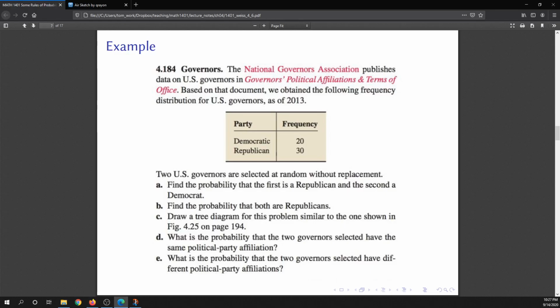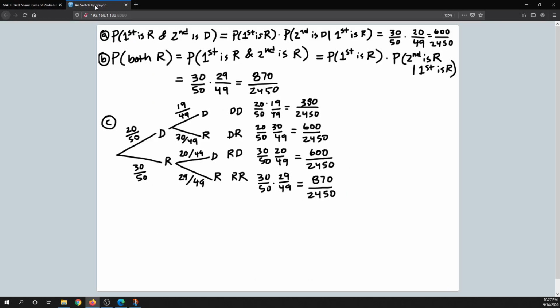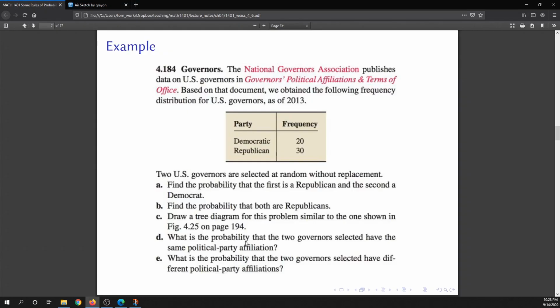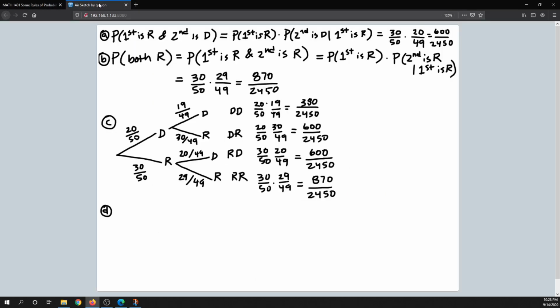All right, in part D, they want to know what is the probability that the two governors selected have the same political affiliation. All right, so I'm going to work it first without the tree, and then we will look at the tree and see how we could have gotten our answer from the tree. All right, so this is part D. So probability that the two governors selected have the same political party affiliation. So probability, same party.